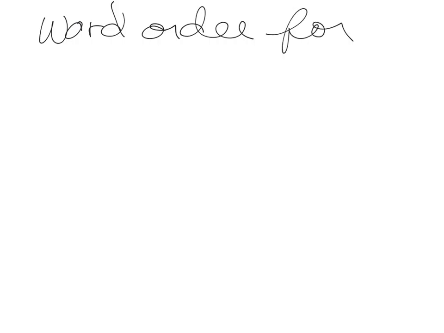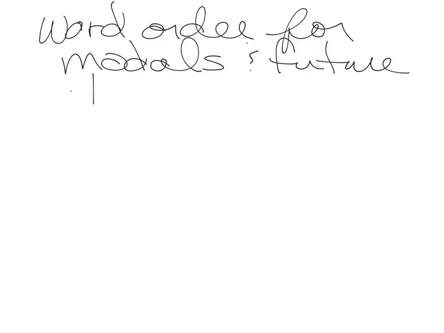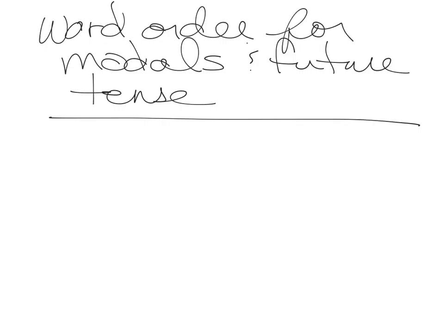So, word order and how to use these. Word order for the modal verbs, so any of those 7, and the future tense, they all work the same way. If you're trying to write a regular sentence, the basic structure just goes like this.